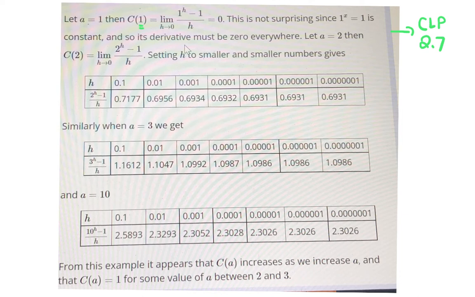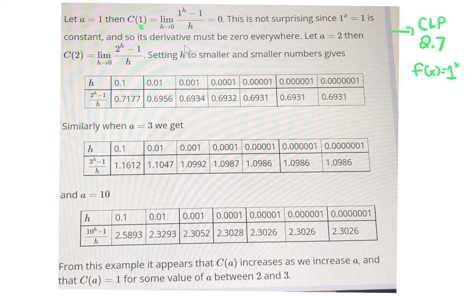Well, that's just the function f of x is 1 to the x. And that's not very interesting, because we know any power of 1 just gives you 1. So that bit there isn't particularly interesting. We get 0. And now let's see what happens if we fix a to be 2.